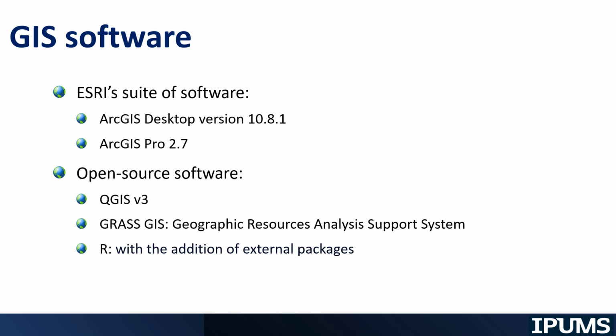The GRASS GIS excels primarily as a free GIS software option for analysis, image processing, digital terrain manipulation, and statistics. Then R has become very common these days as a statistical software package, and it also has some spatial and GIS capabilities with the addition of external packages.